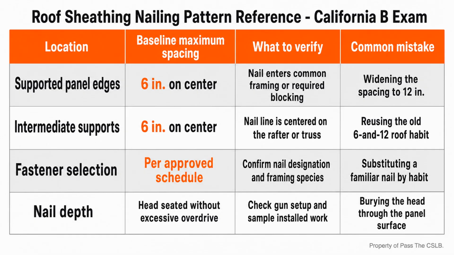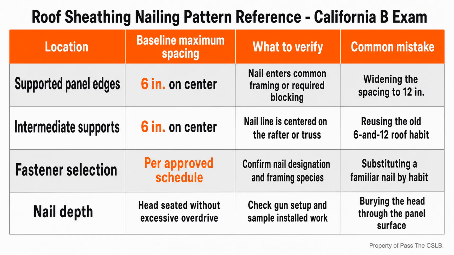The nailing pattern is where an old memory can cause a current mistake. Many contractors learned the familiar 6 inches at panel edges and 12 inches in the field. The source report specifically warns not to carry that pattern into the current baseline roof sheathing rule. For standard prescriptive roof sheathing described in the report, fasteners are spaced at a maximum of 6 inches on center at supported panel edges and 6 inches on center at intermediate supports.